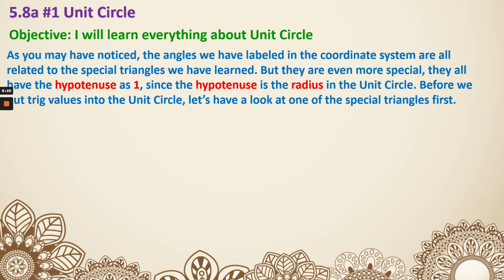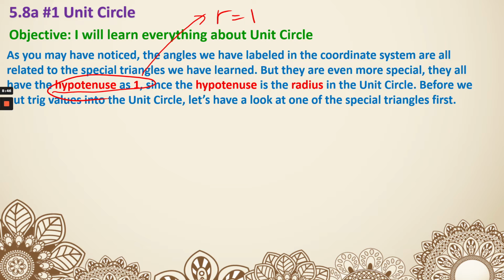Next, as you may have noticed, the angles we have labeled in the coordinate system are all related to the special triangles we have learned, but they are even more special. They all have a hypotenuse of 1. Remember, this is called a unit circle, which means the radius is 1, and the radius is the hypotenuse inside these triangles.